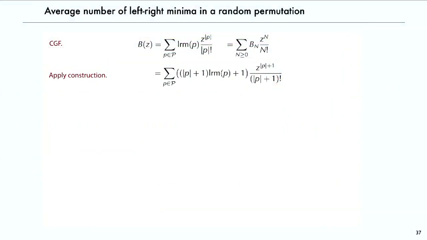So now if we apply the construction, every permutation p gives us |p| plus 1 permutations. And the number of left to right minima in those permutations is LRM of p, plus 1 for the one ending in 1. The size of the permutations that we construct is |p| plus 1, so z to the |p| plus 1. Applying that construction immediately implies that equation on the generating function. And that's an easy equation to simplify.